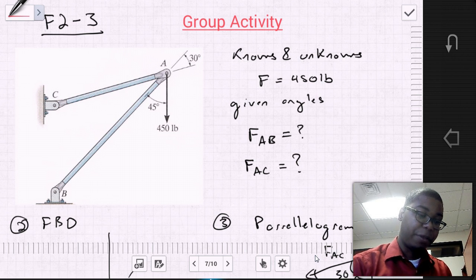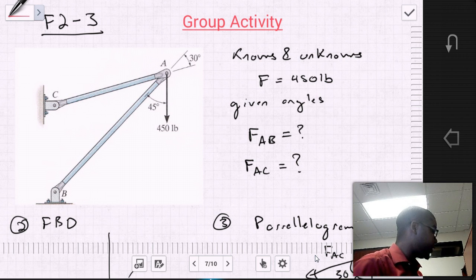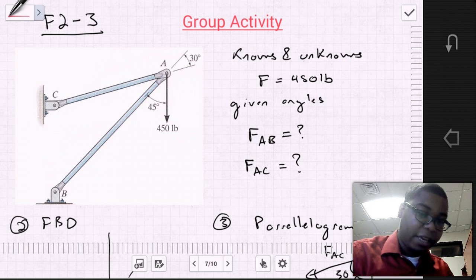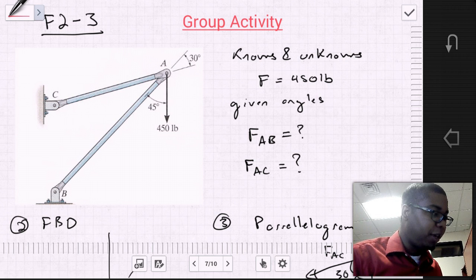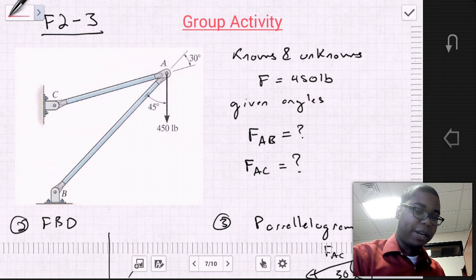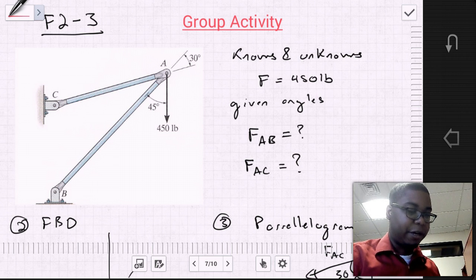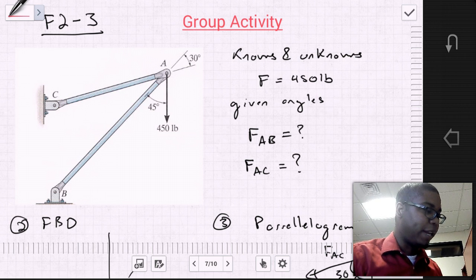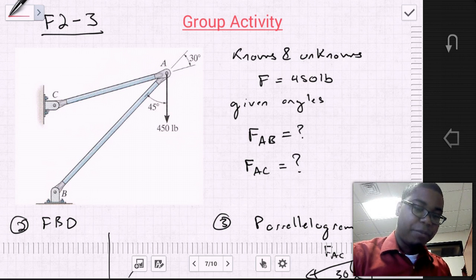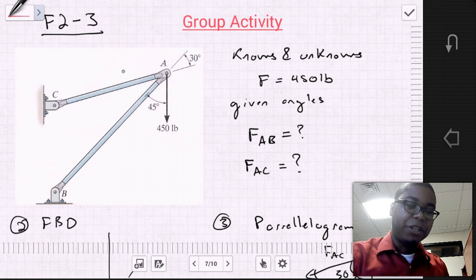So in this fundamental problem, we have an assembly of links that goes from C, A, and B, and there is a force of 400 pounds that's directed in the negative y direction from point A. And the problem asks us to resolve this force into components acting along member AB and along member AC, and determine the magnitudes of these components.